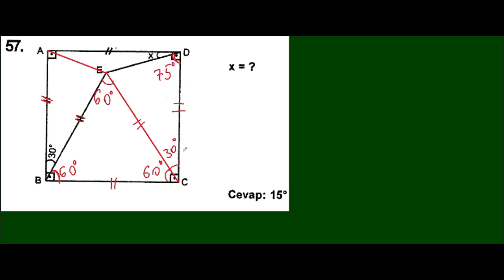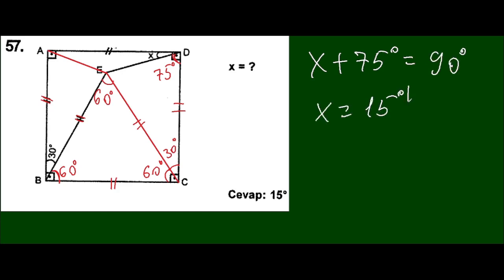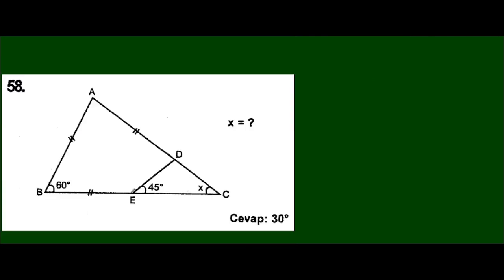Because 180 minus 30 is 150 degrees, and by dividing by 2 we get 75 degrees, and from here we can find out x. So x plus 75 degrees has to give us 90 degrees. Here x will be 15 degrees, and this is the correct answer. So let's move on. This is the next problem where we have to find out x again.